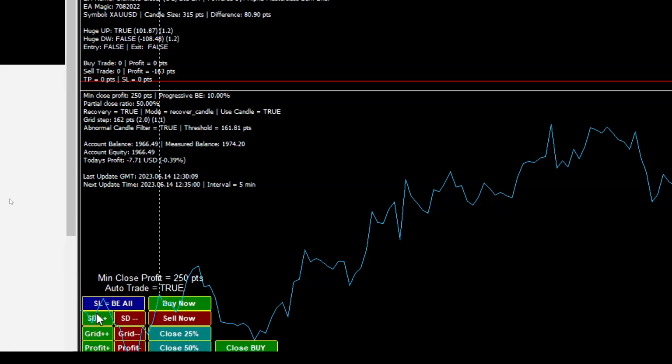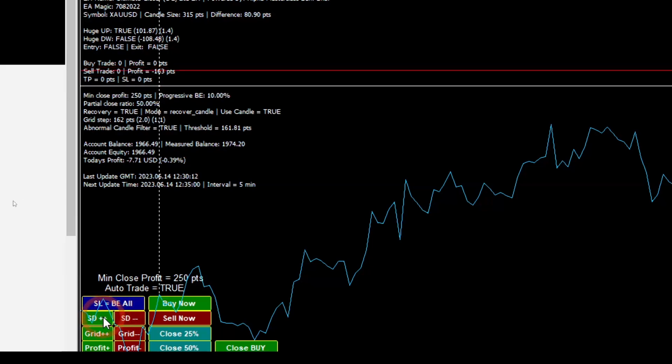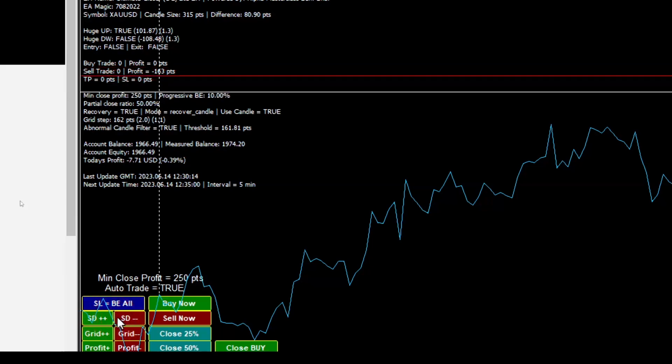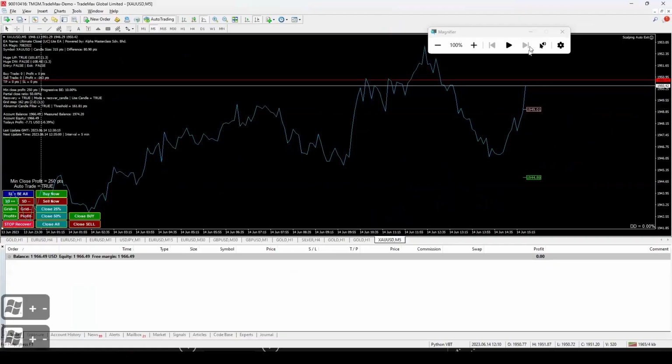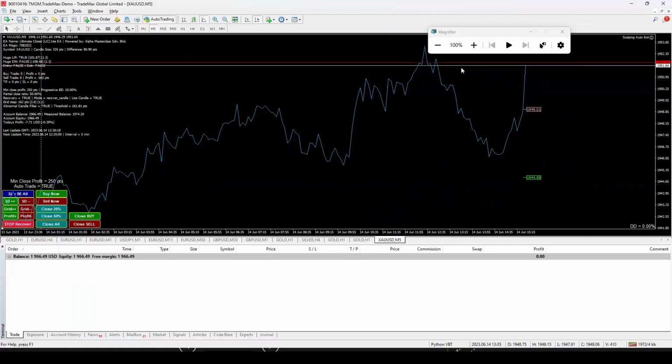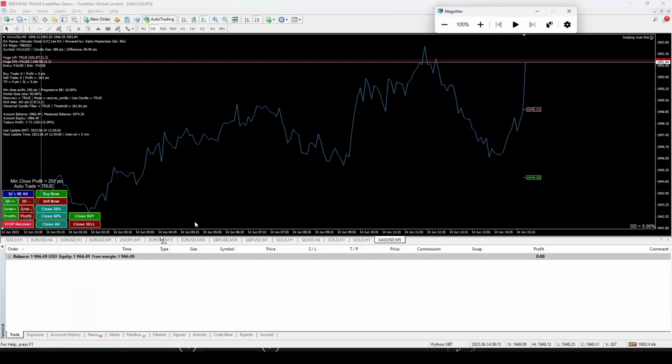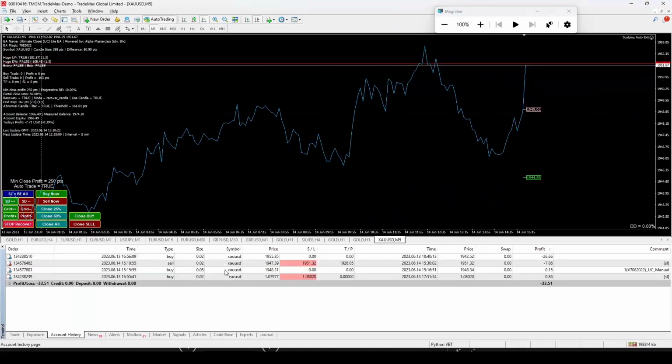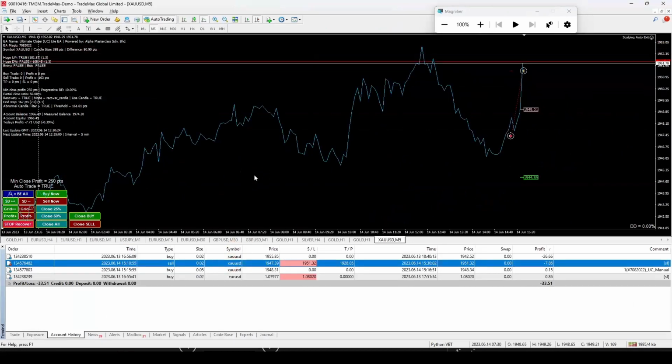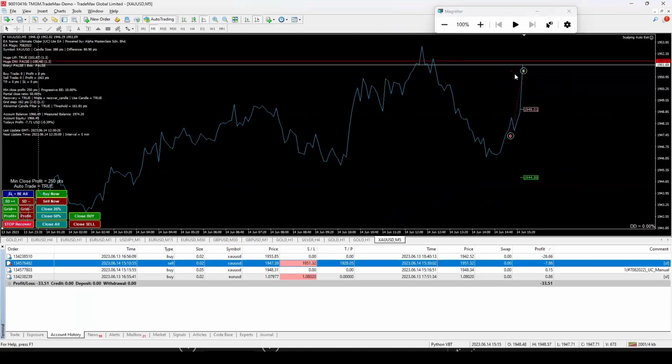No need to change this too much, right? Just slightly adjust it a little bit. Okay, I will leave it at 1.3. And you can see that right now the price has spiked up and it hit my stop loss, is it? Yep, it hit my stop loss.